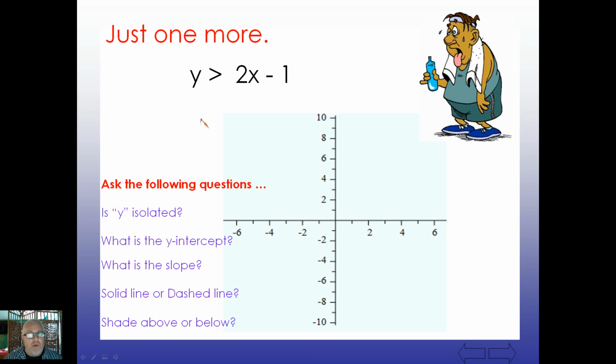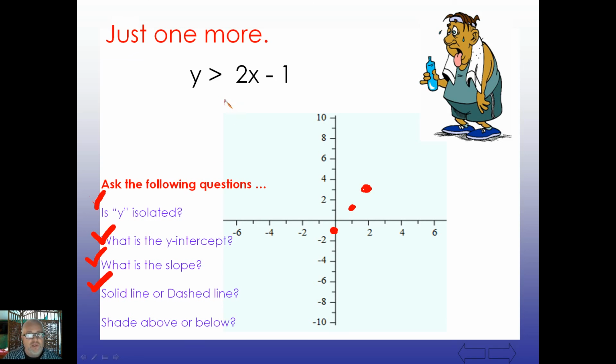Alright, here we go. I'm going to start at the top. Is y isolated? Sure is. Y is isolated. That's good news. Then I'm going to ask, what's the y-intercept? Well, the y-intercept is -1, so I'm going to put a dot at -1. That gives me a place to look. What's the slope? The slope in this case is 2, or 2 over 1, so up 2 over 1.